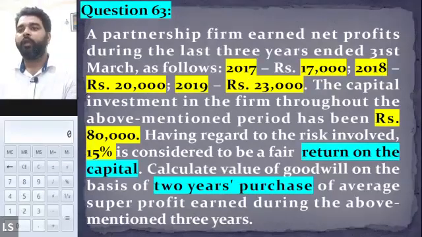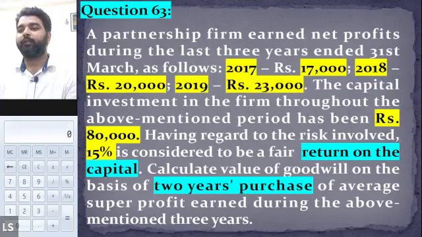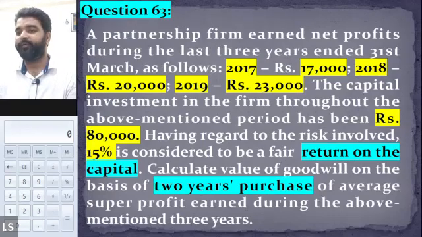Okay. Having regard to the risk involved, 15% is considered to be a fair return on the investment, on the capital. Calculate the value of the goodwill on the basis of 2 years purchase of average super profit earned during the above mentioned 3 years. So the question is specifically saying that we need to find out the goodwill on the basis of the super profit method. Number one.